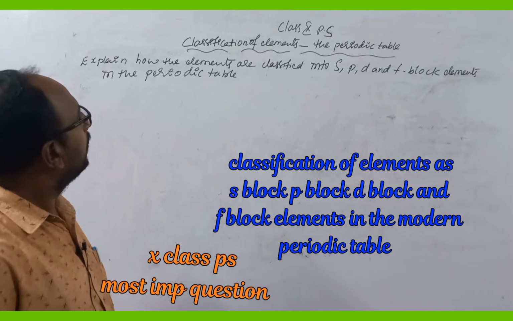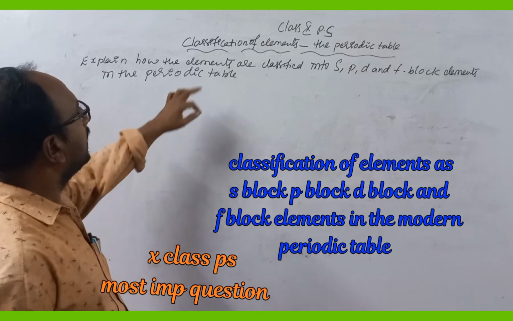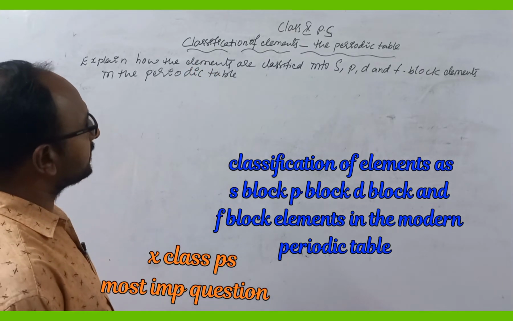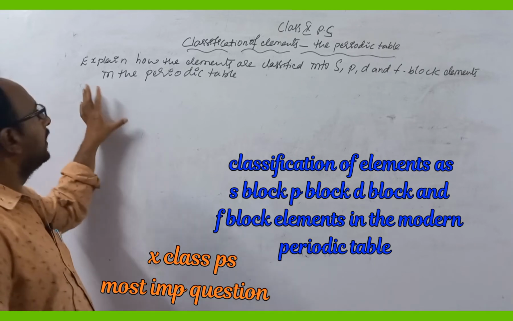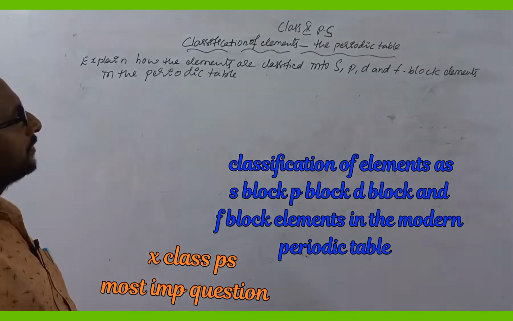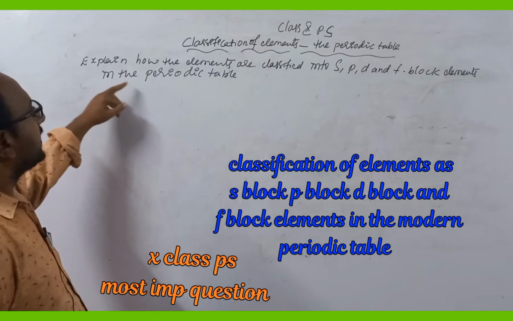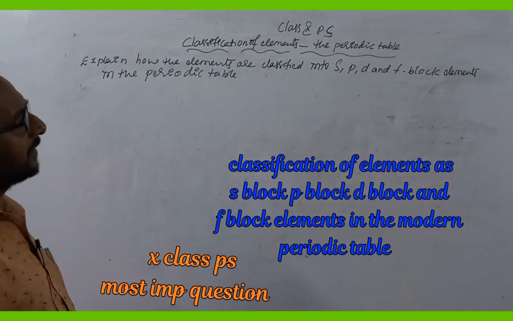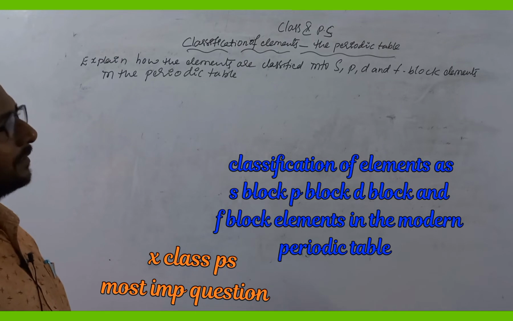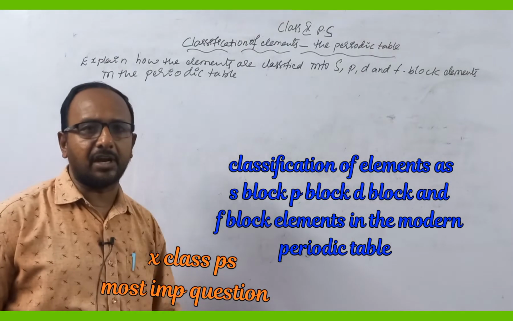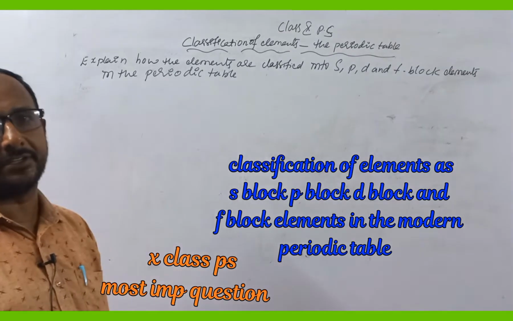So now in this hour, in the class 10 PS in chemistry part, classification of elements periodic table chapter. We are going to learn an important question for 4 marks or 8 marks. Explain how the elements are classified into S, P, D and F block elements in the modern periodic table or long form of periodic table.